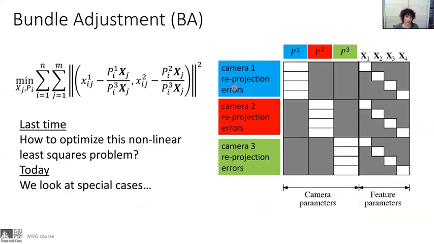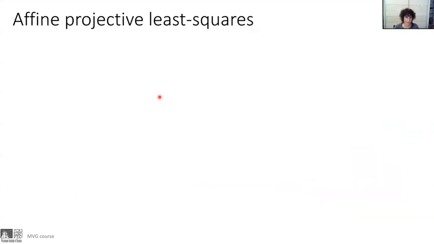Today, after we discussed how to optimize this challenging objective, this nonlinear least squares problem, we are going to look today at very special cases of this objective, which will enable us to make things easier in some cases. What do I mean by that?